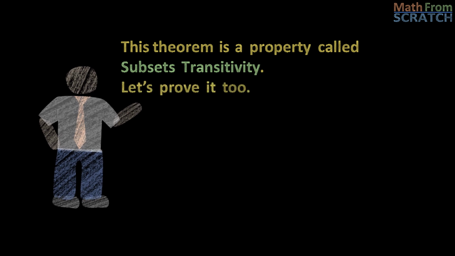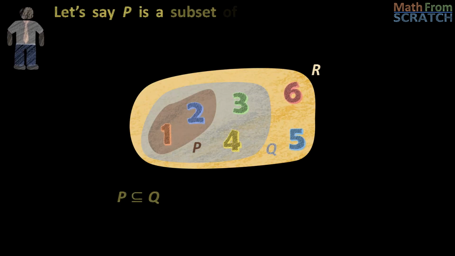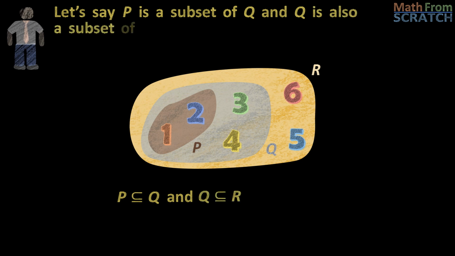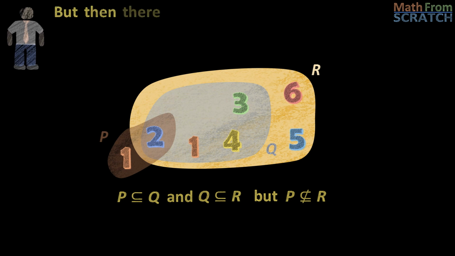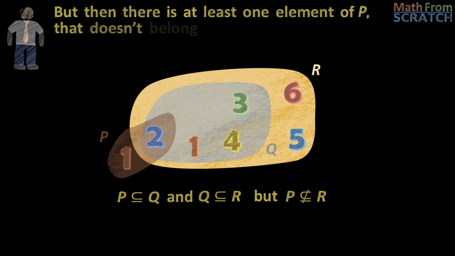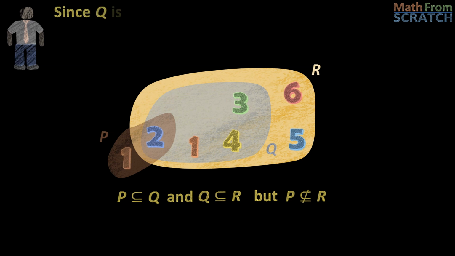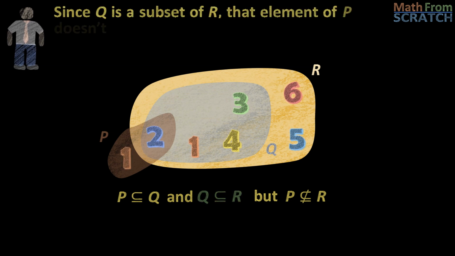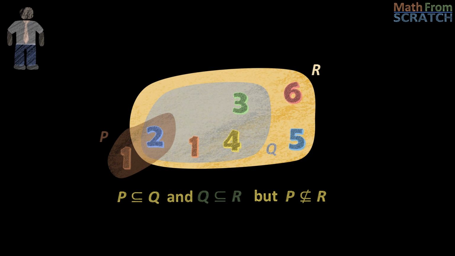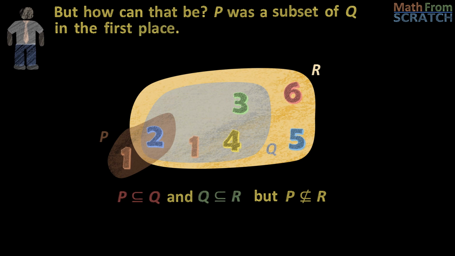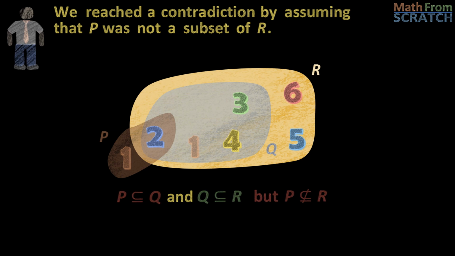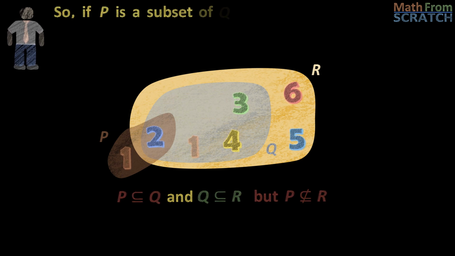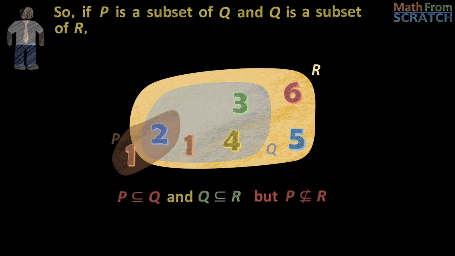Let's prove it too. Let's say P is a subset of Q, and Q is also a subset of R, but P is not a subset of R. But then, there is at least one element of P that doesn't belong to R. Since Q is a subset of R, that element of P doesn't belong to Q either. But how can that be? P was a subset of Q in the first place. We reached a contradiction by assuming that P was not a subset of R. So, if P is a subset of Q, and Q is a subset of R, then P is a subset of R.